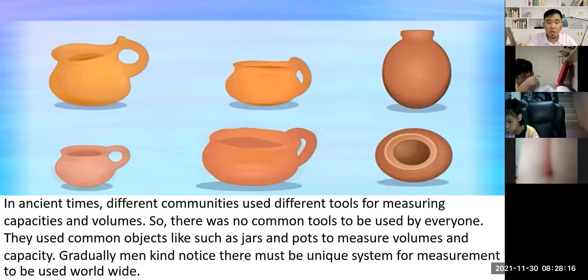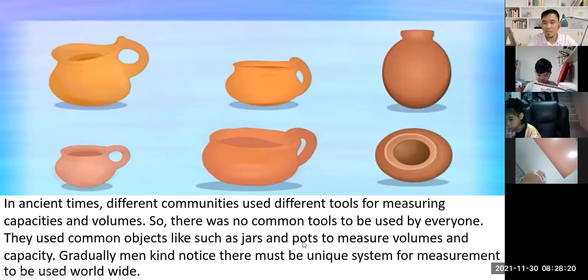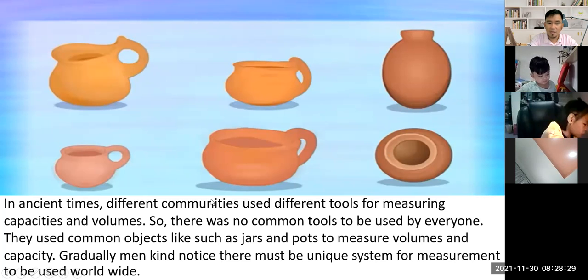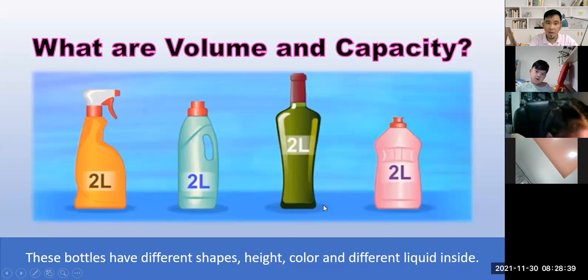So they used common objects such as jars and pots to measure volumes and capacity. These are the jars and pots that they used to measure volumes and capacity. And gradually mankind noticed that there must be a unique system of measurement to be used worldwide. So as you can see here, what are volume and capacity?